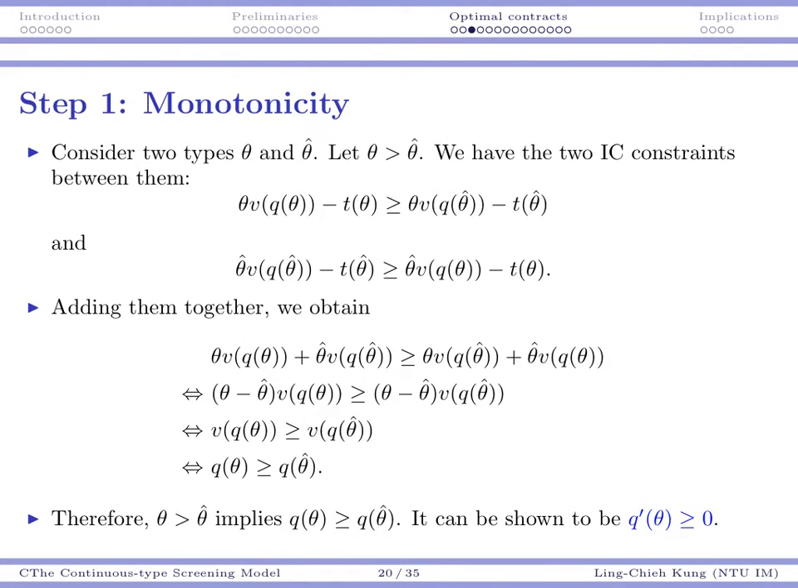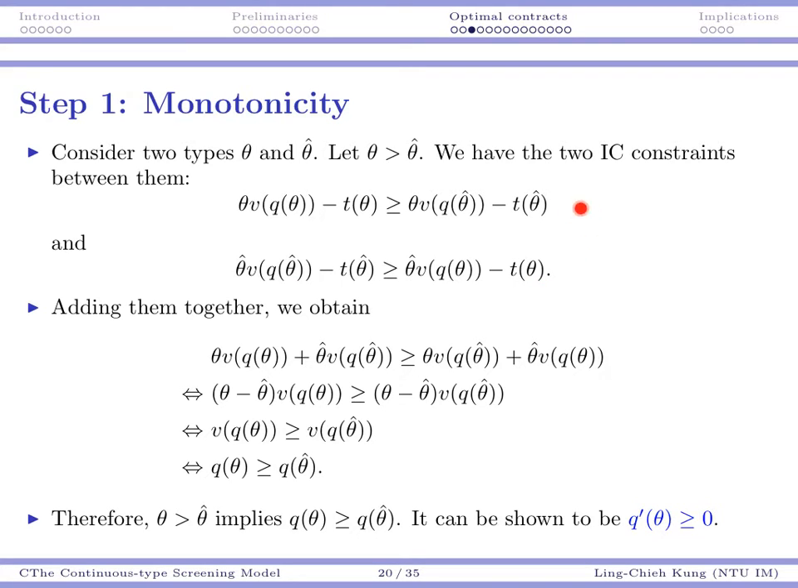And the thing that we need to do is exactly the same as in the past. As long as we have two types theta and theta hat, suppose we say theta is greater than theta hat, then we have the two IC constraints between the two types. Type theta should prefer the contract theta to contract theta hat. Type theta hat should prefer the contract theta hat to the contract theta.